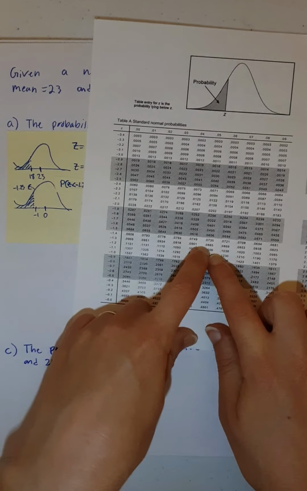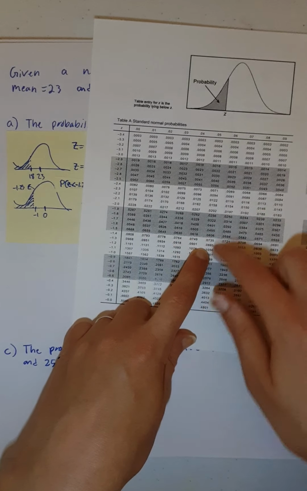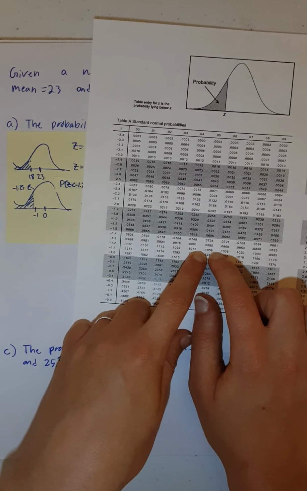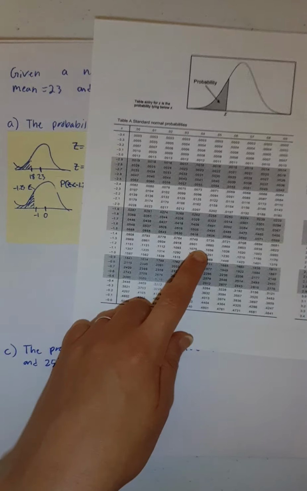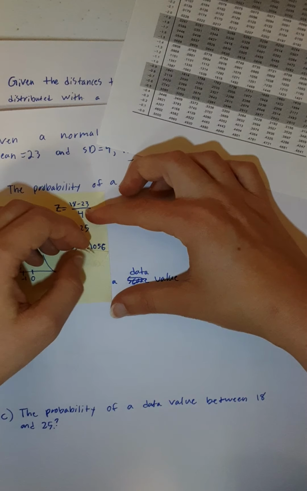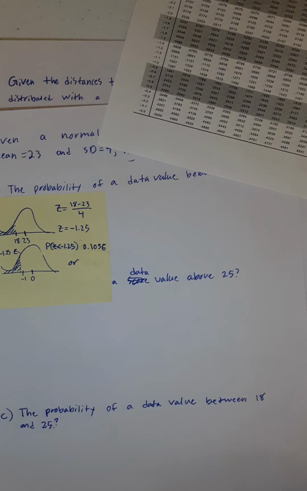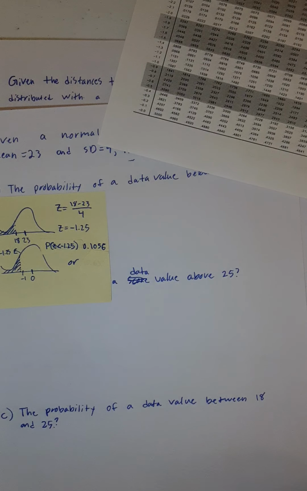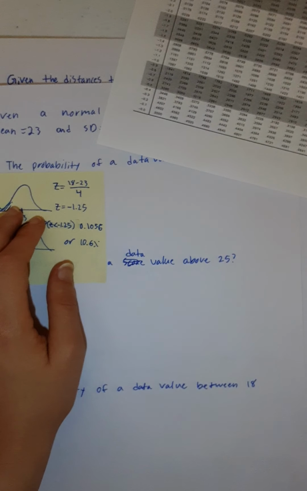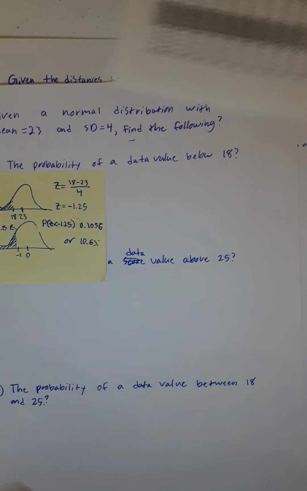And I see that my negative 1.2 row and my 0.5 column are intersecting at 0.1056. And so that I can say is my answer. So I say that the probability of having a z-score less than negative 1.25 is 0.1056, or I can convert that decimal into a percent and say that it's 10.6%, just rounding. So that is one way to solve this problem.